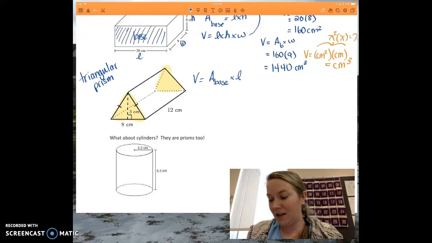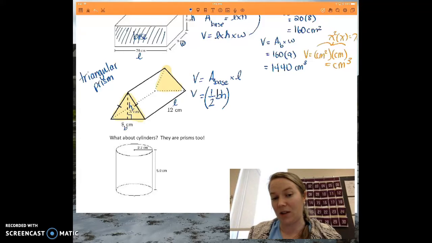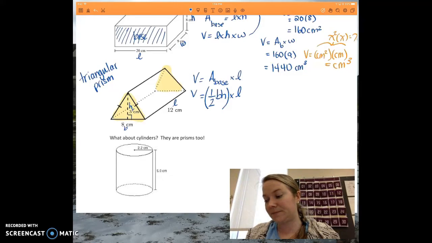So if we have a triangular prism, and the volume is the area of the base times the length, here is the height of the face. So I'm going to put height triangle. This is the base of the triangle. This is the length there. How do we find the area of a triangle? It is 1/2 base times height. That's the triangular face's area. Then we're going to multiply that by the length.